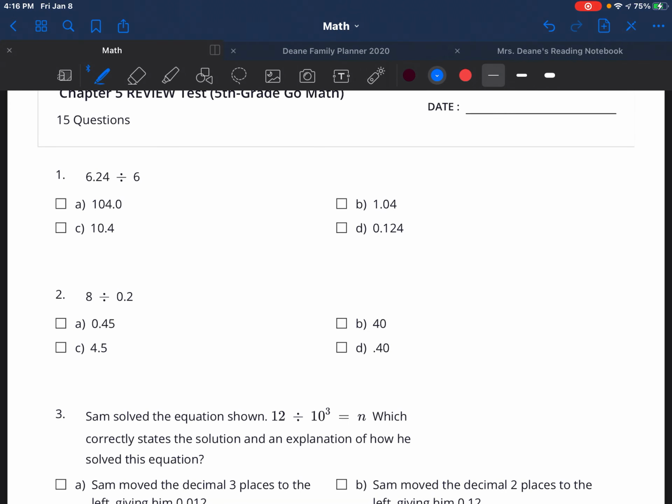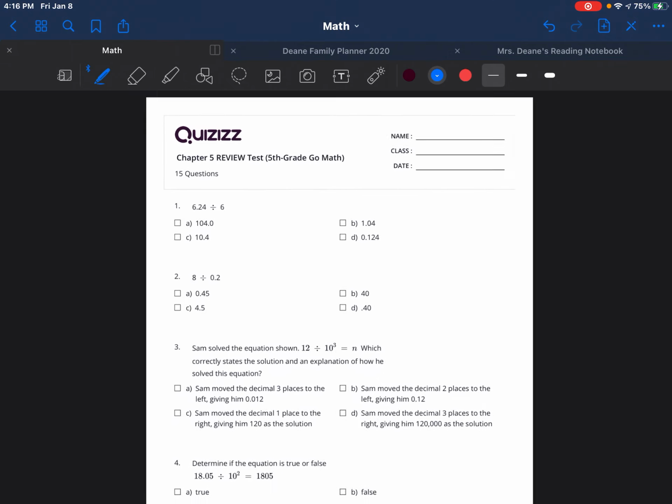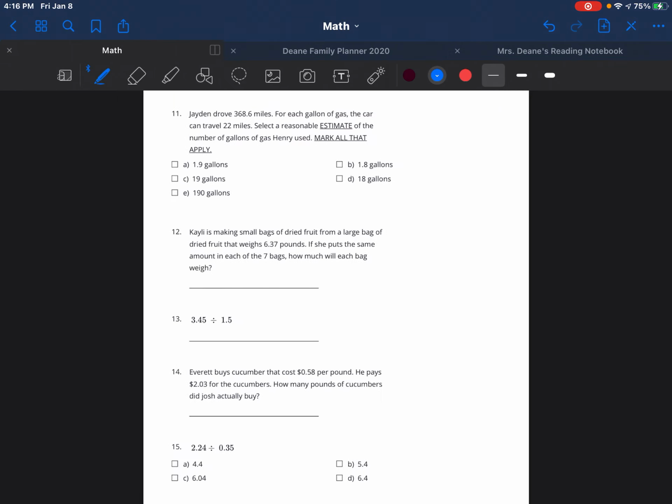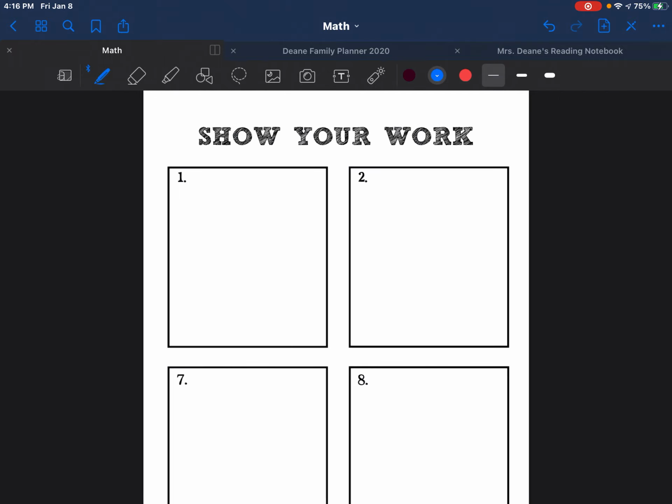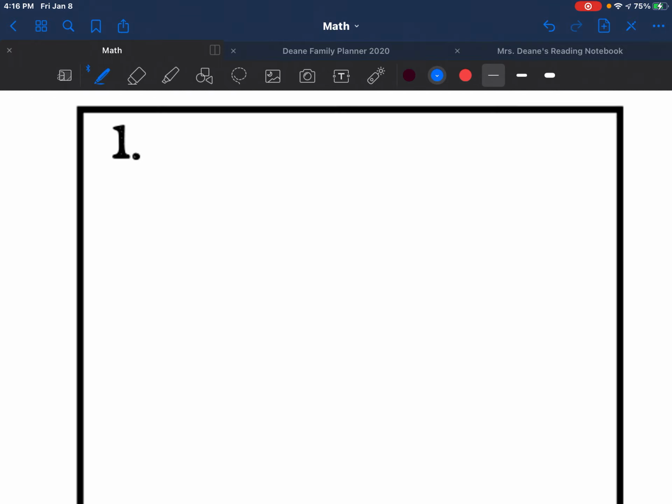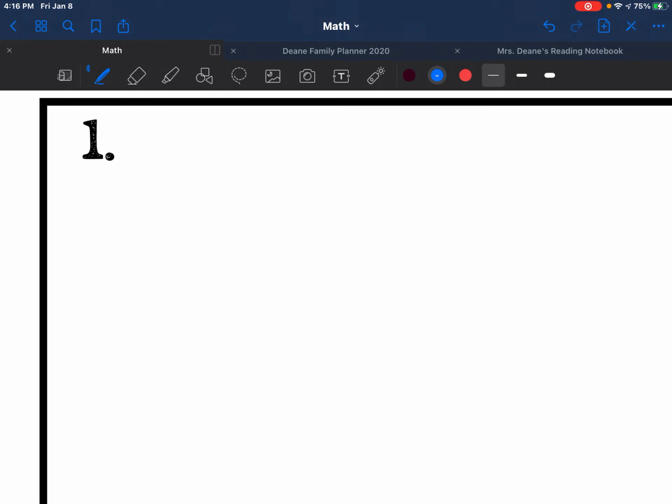All right, so for the first one, it says 6.24 divided by 6. So we're going to have to show our work for that problem. So what I did is any problems that you needed to show your work for, I included work paper for those, and they're actually already numbered for you. So if I were you, I would just rip the sheet off the back, and that way you have it to do your work on. So let's look at number 1.